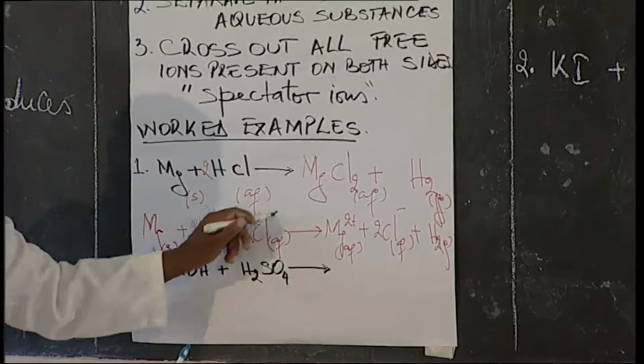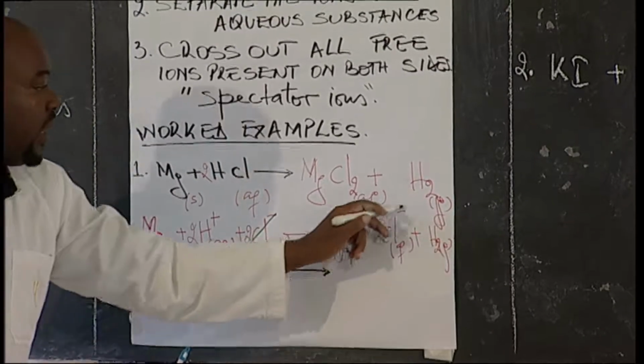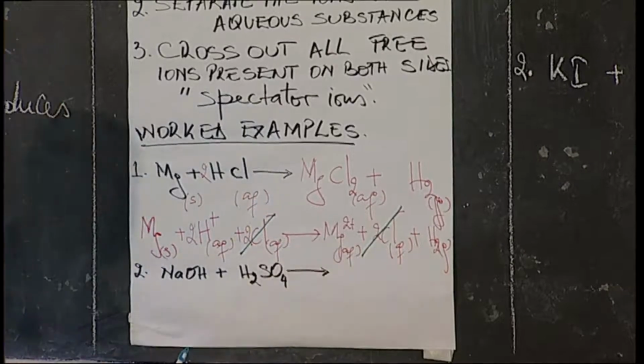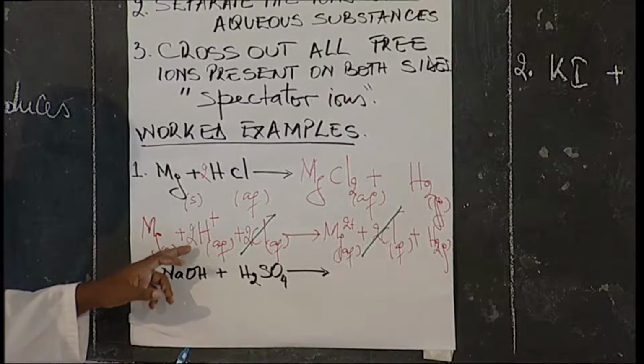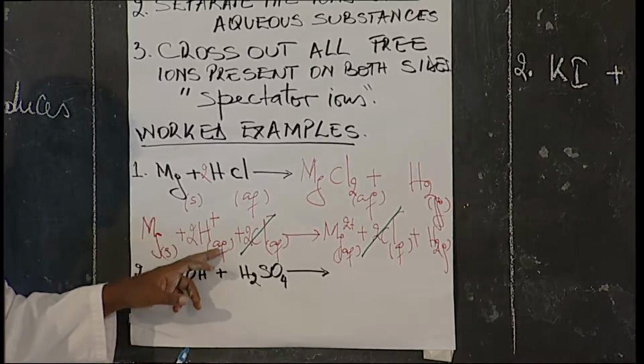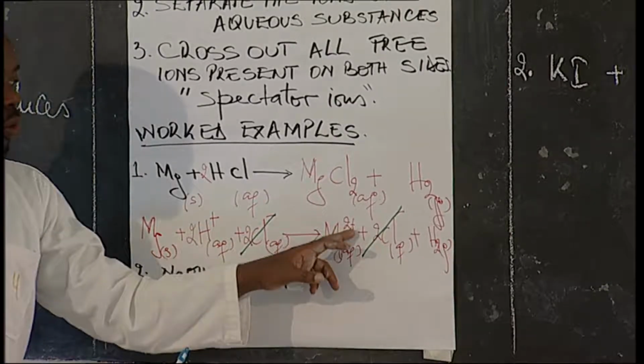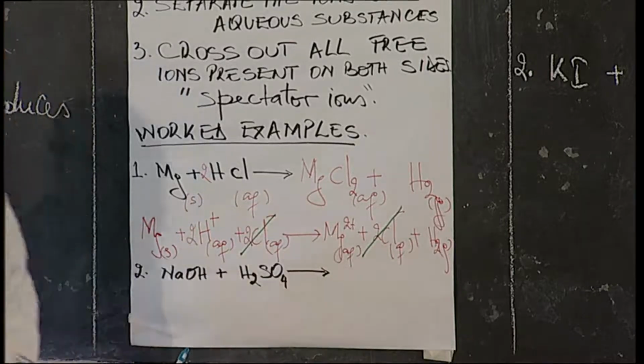So here the chloride ions are removed, and our ionic equation becomes magnesium reacting with 2H positive aqueous to produce magnesium 2 positive with hydrogen gas.